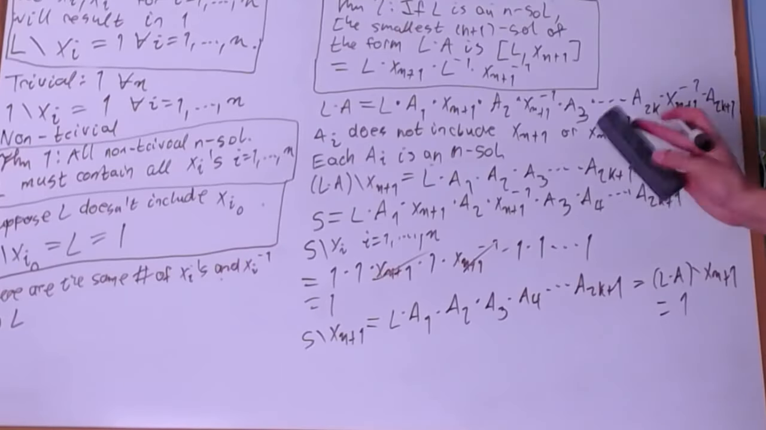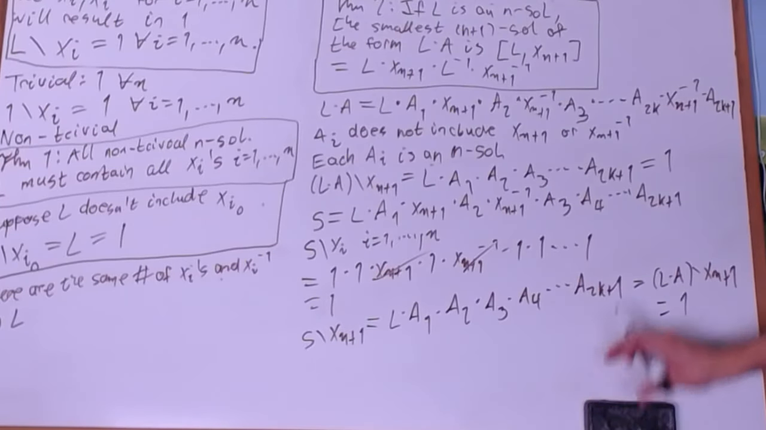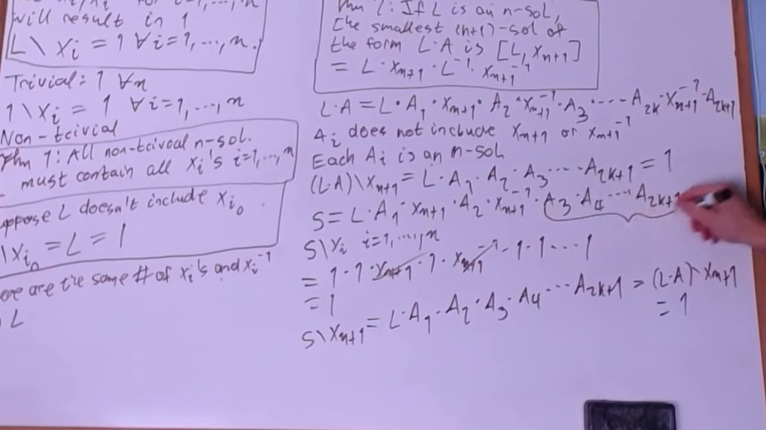And so what we should be looking at is we shouldn't even acknowledge each of these as their own separate symbol. We should just acknowledge this as a single symbol, C, because this is just the product of things without xn plus 1 in it. So we can just reduce that to a single symbol, C.